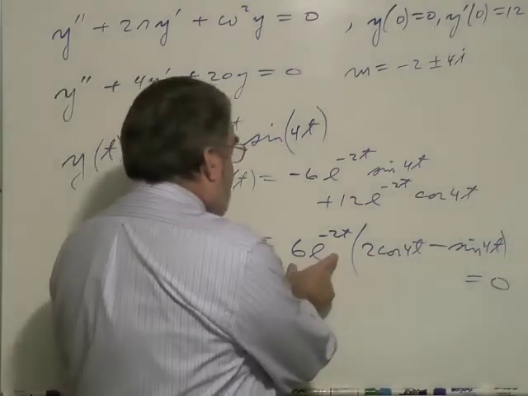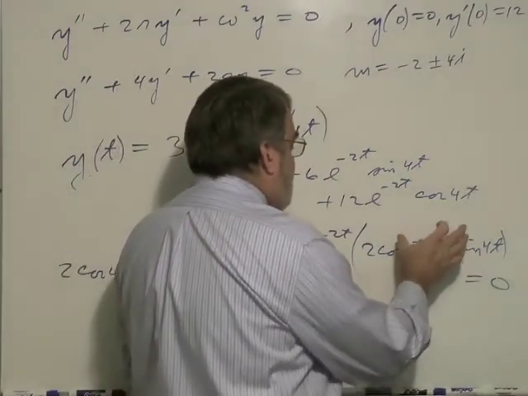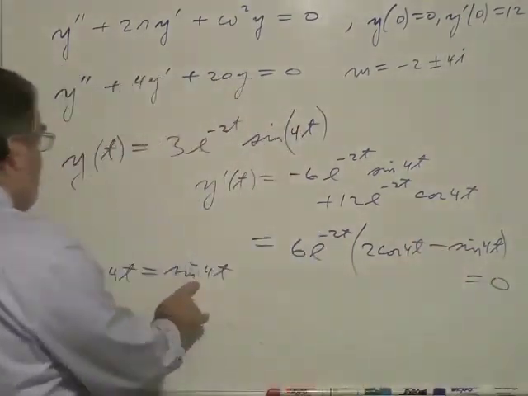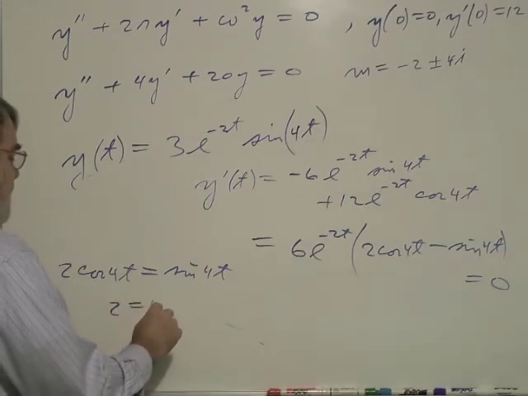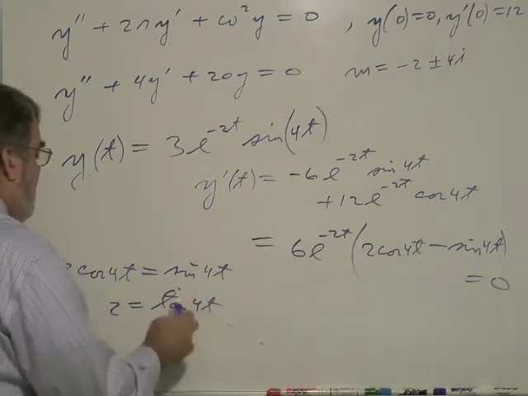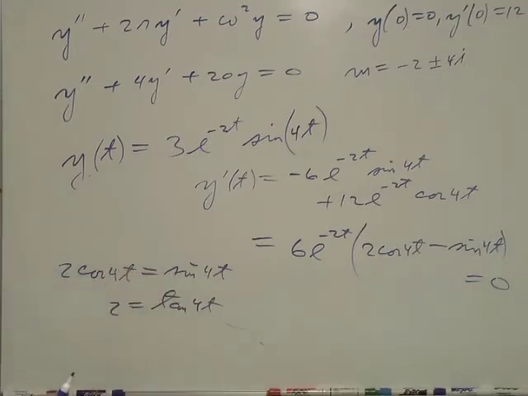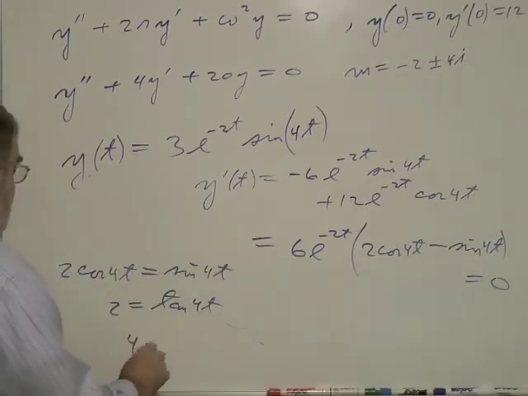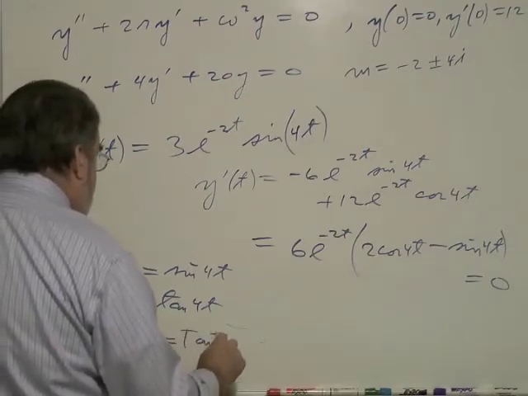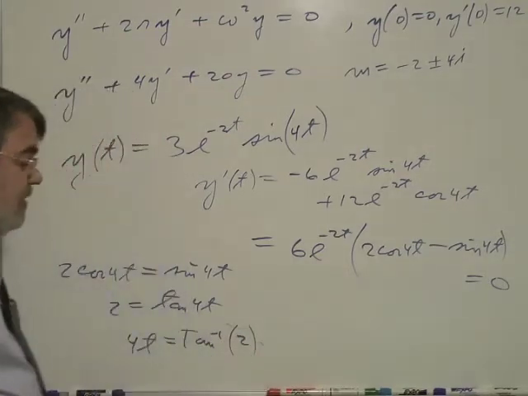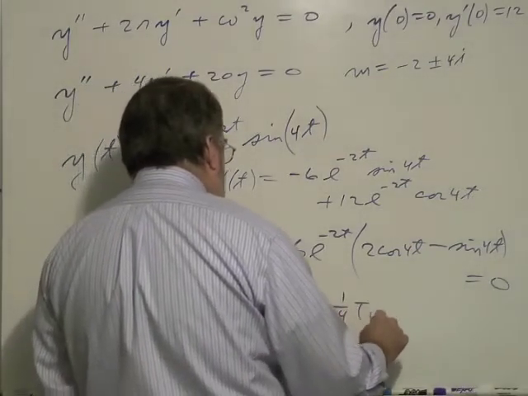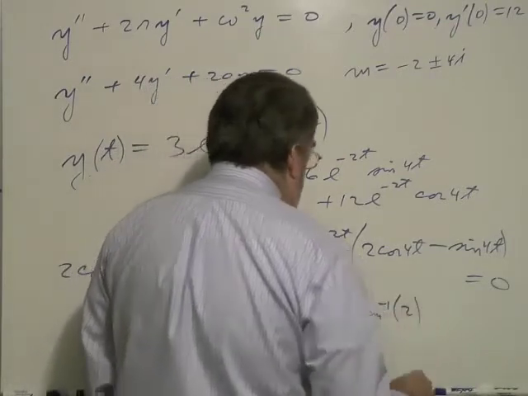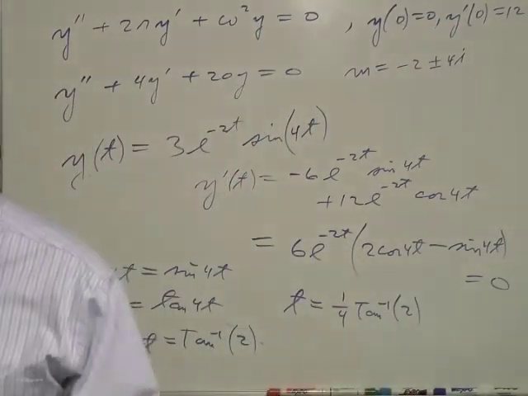So this factor is non-zero. To solve this problem, I set this factor equal to 0, which brings sine over to the other side. And if I divide by cosine 4t, I've got 2 equals the tangent of 4t, because sine divided by cosine is tangent. So 4t will equal the inverse tangent of 2, which makes time equal to 1/4 inverse tangent of 2. Oh, wow, okay.